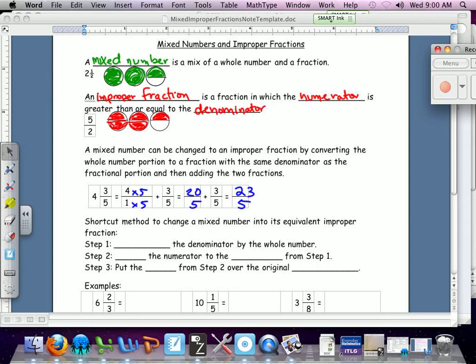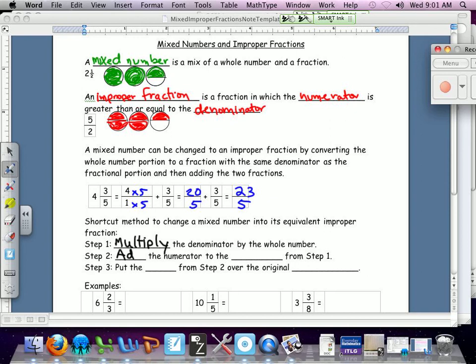Okay, so here's the shortcut though. You don't have to actually break it out into, okay, it's going to be 20 fifths plus the 3/5, and I'm going to combine them. So instead, step 1, multiply the denominator by the whole number. And when we do the shortcut method, sometimes I'm going to actually remind you why it works. So multiply the denominator by the whole number. That tells you how much that whole number is worth as the fractional pieces.